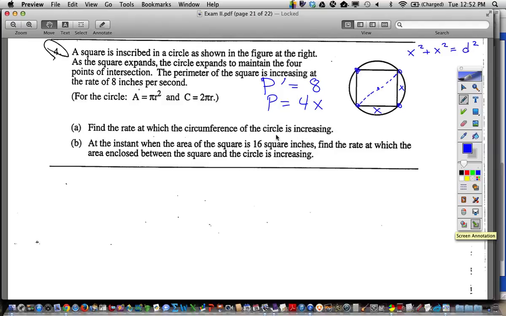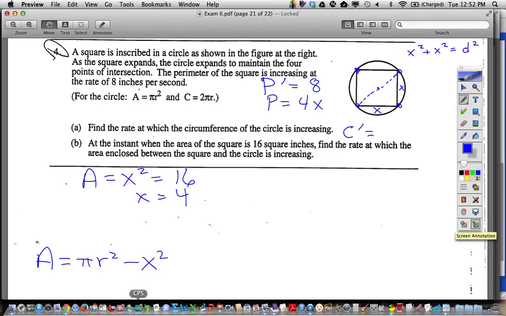Find the rate at which the circumference is increasing, so that's C prime, at the instant when the area of the square is 16. The area of the square is x squared, so when that is 16, x will be 4. That's nice. Find the rate at which the area enclosed between the square and the circle is changing. What would be the area between the square and the circle? It would be the circle minus the square, pi r squared minus x squared.